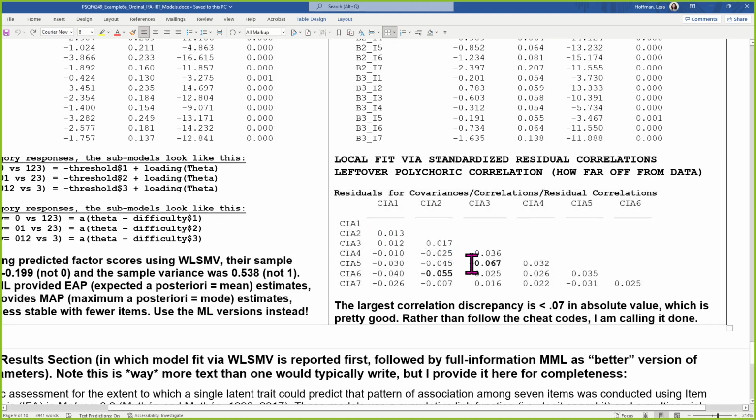So I'm looking at these in terms of what is relatively large. So 6 and 2 want to be less together. 3 and 5 want to be less together. But in terms of how far off these correlations are, the largest is 0.07. I can live with that. So in your homework, I'm looking for you to mention what is the biggest source of local misfit, and is there anything that would be reasonable to fix it? In my case, I don't know how to make items 3 and 5 less related, and I don't know why they should be. So I'm not going to do anything to change my model.